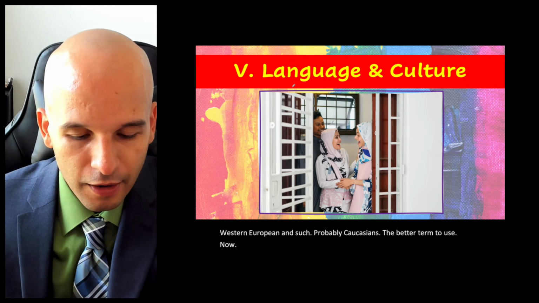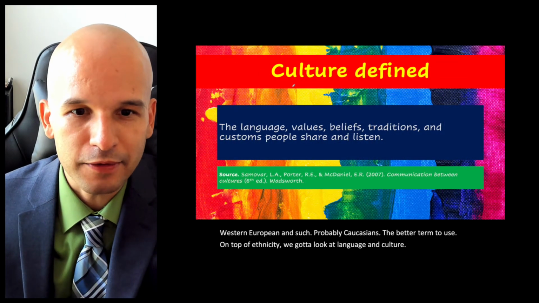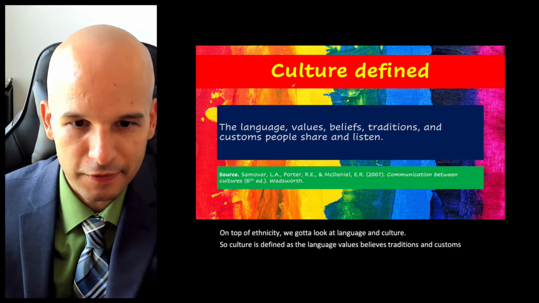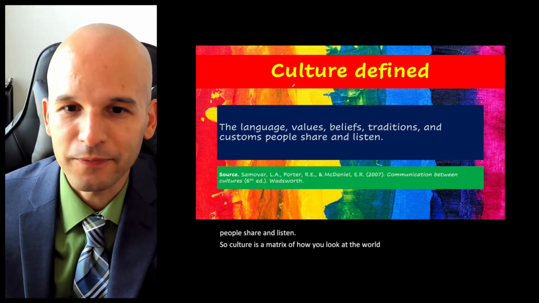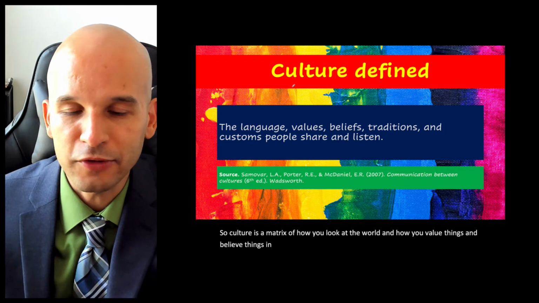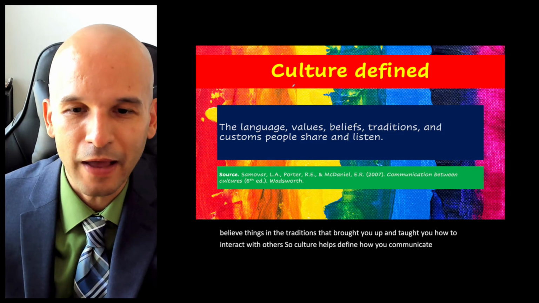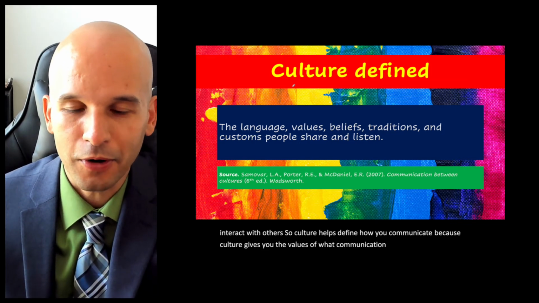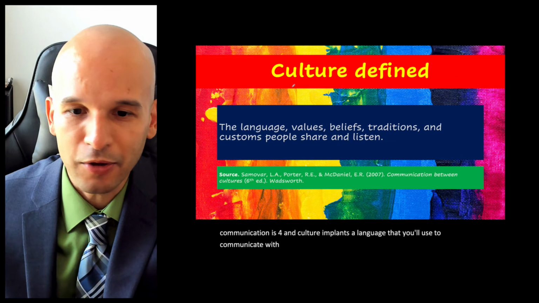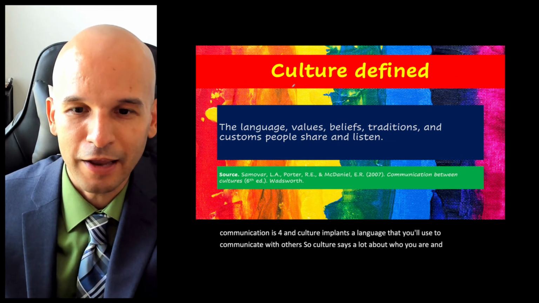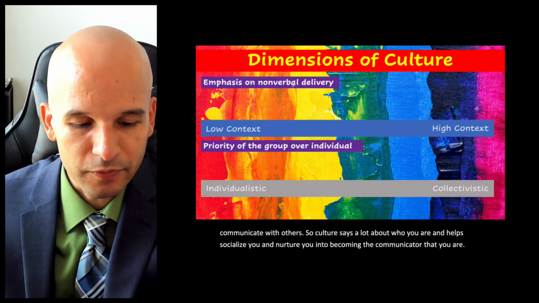Now, on top of ethnicity, we've got to look at language and culture. So culture is defined as the language, values, beliefs, traditions, and customs that people share. So culture is a matrix of how you look at the world and how you value things and believe things and the traditions that brought you up and taught you how to interact with others. So culture helps define how you communicate, because culture gives you the values of what communication means and what communication is for. And culture implants a language that you'll use to communicate with others. So culture says a lot about who you are and helps socialize you and nurture you into becoming the communicator that you are.